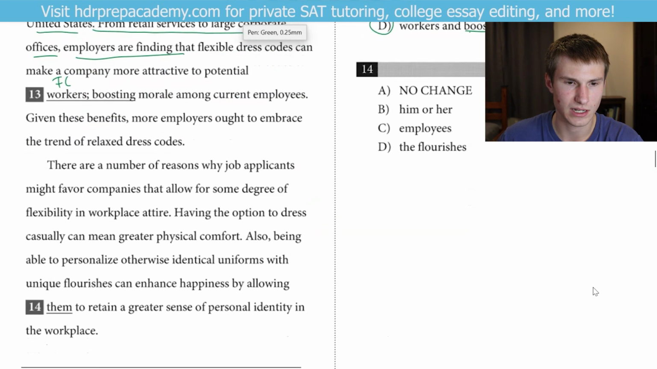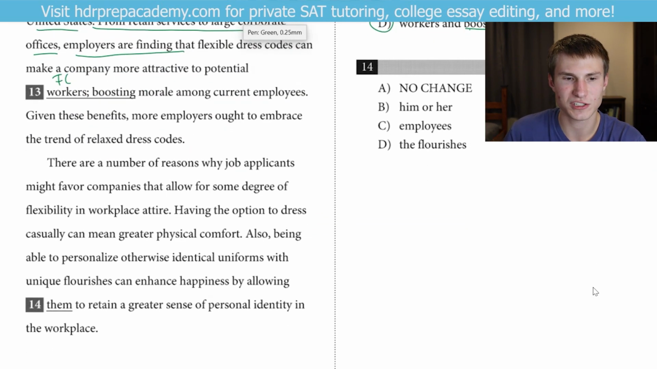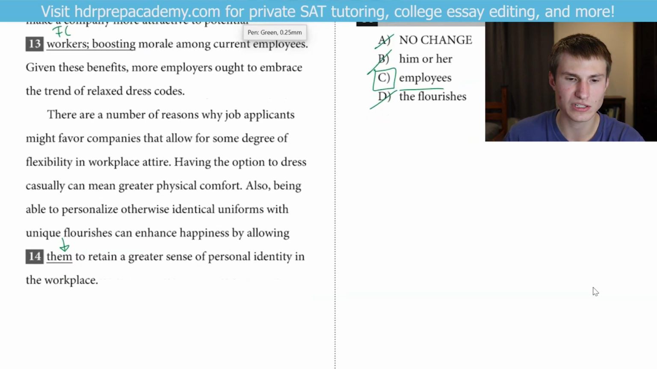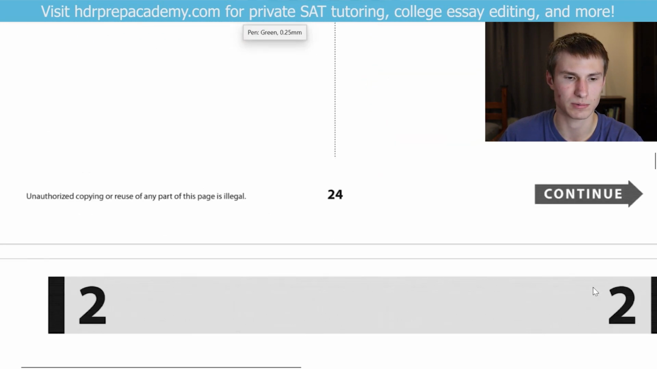All right, looking at number 14 now. There are a number of reasons why job applicants might favor companies that allow for some degree of flexibility in workplace attire. Having the option to dress casually can mean greater physical comfort. Also, being able to personalize otherwise identical uniforms with unique flourishes can enhance happiness by allowing, in this case, them. We don't know who it's referring to. Okay, we have a pronoun there, but we don't know who it's referring to. In this case, it can't be them, it can't be him or her, it can't be the flourishes. It has to be the employee, so we know who we're referring to there. Okay, allow the employees to retain a greater sense of personal identity in the workplace.